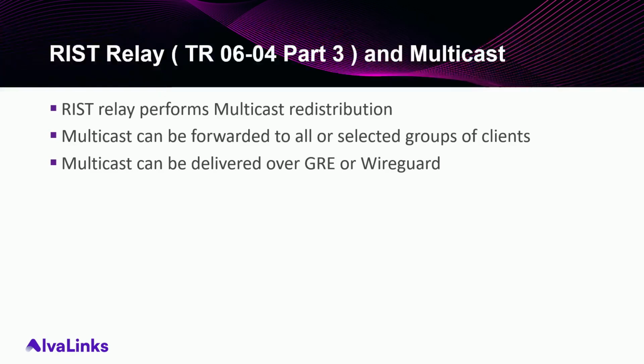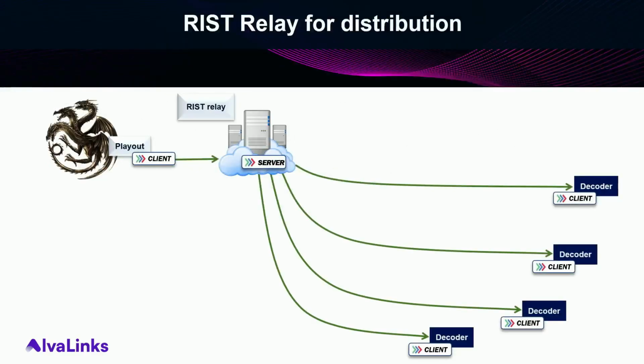And because it's using an advanced profile, it can be delivered over GRE and WireGuard. So the example for that, we have a very known content as a playout. It goes to a RIST relay, and the RIST relay now distributes that to the decoders. You basically command the relay, I want you to send the data to those receivers. And once again, the multicast workflow is preserved. You don't need to do anything.